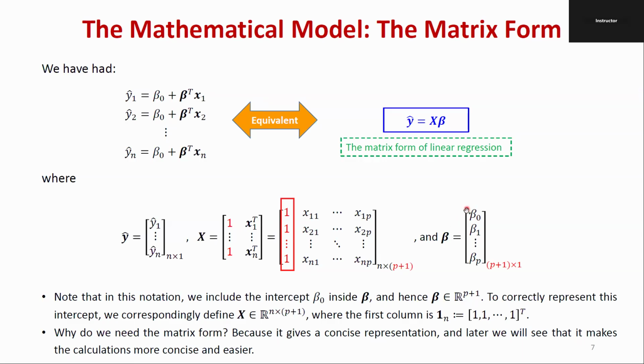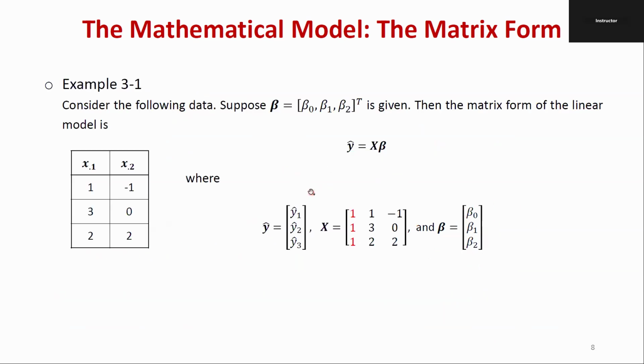And that's why, because we want to include this beta 0 in this beta vector, this first column of ones corresponds to the intercept beta 0. That's the reason. Be very careful. Don't forget this one. Okay, so this is the matrix form. And after using the matrix form, it's just this equation. Super simple. Y hat equals X matrix times beta vector. Done. Where the definitions of Y hat, X, and beta are here.